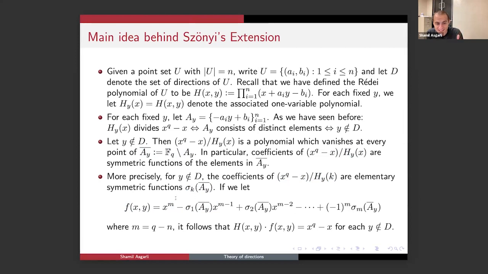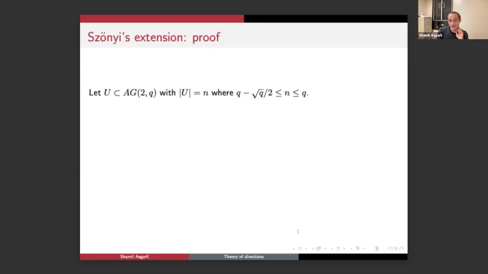And because f(x,y) is this quotient, h(x,y) times f(x,y) is equal to x^q minus x. But the tricky thing is this is not literally true as polynomials, but it's only true for y not in D. And this is because it doesn't really make sense to talk about f(x,y) as a polynomial, because how are we going to make sense of the symmetric polynomial of A(y)? This only makes sense for fixed y. For a fixed y, this concept makes sense because A(y) makes sense for a fixed y. And so it's a bit of a subtle notational thing, but this holds for each y not in D.